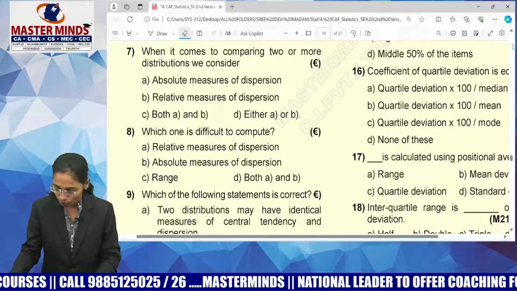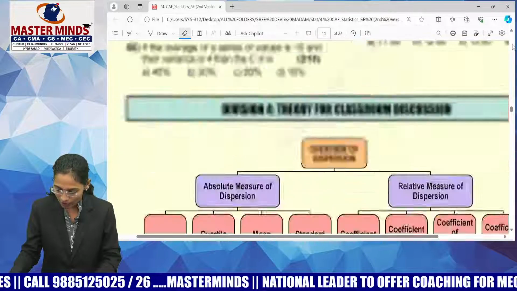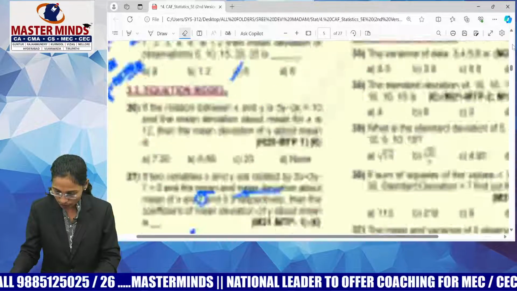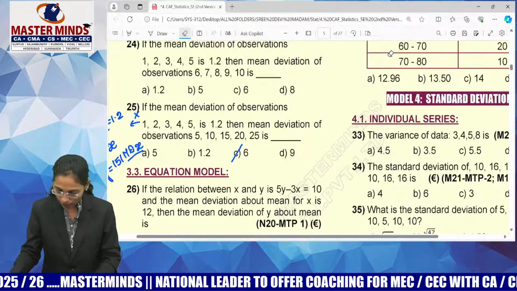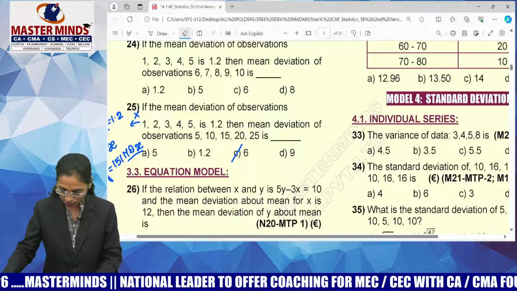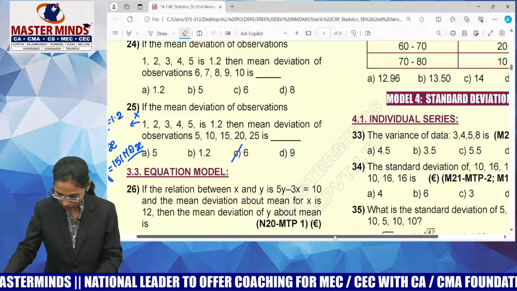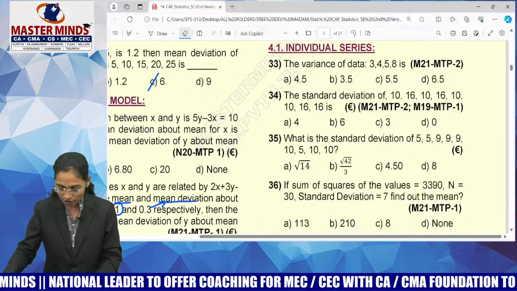Now coming into the problematic part, guys. We have seen what is measure of dispersion and how you can calculate measures of dispersion. Now coming into the problematic part, let us get into the first MCQ, guys. The first MCQ here is MCQ number 34. Look at MCQ number 34.